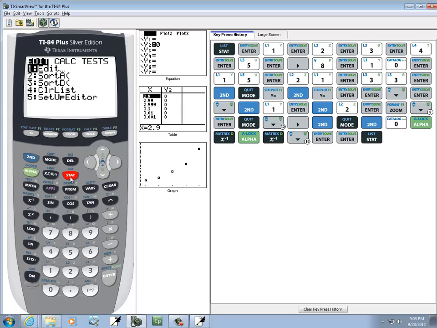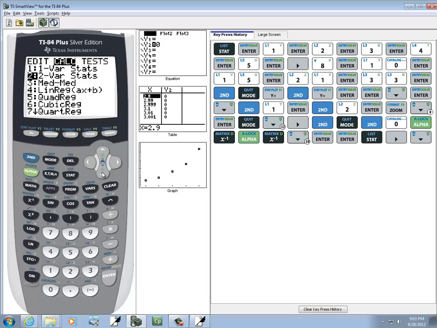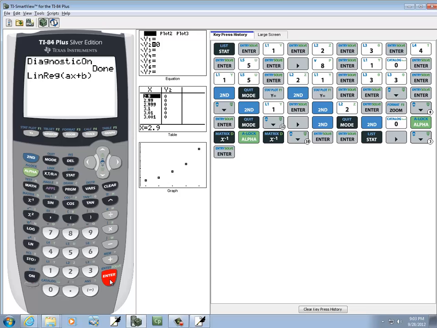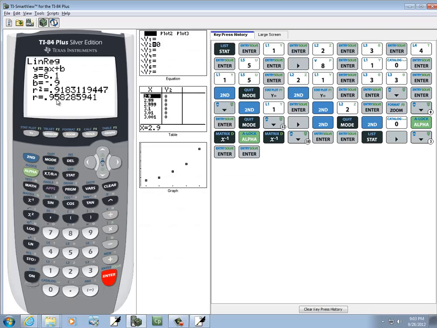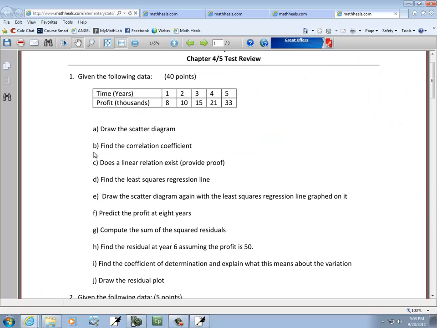Then we'll press stat, right arrow to calc, and we're going to down arrow to linear regression. Now you shouldn't have to do that diagnostics on again. It'll stay that way until your calculator goes dead, batteries or whatever. So I choose linear regression and then press enter. And the correlation coefficient is our R. So rounding to 4 decimal places, we got 0.9583. And that'd be your answer for that.